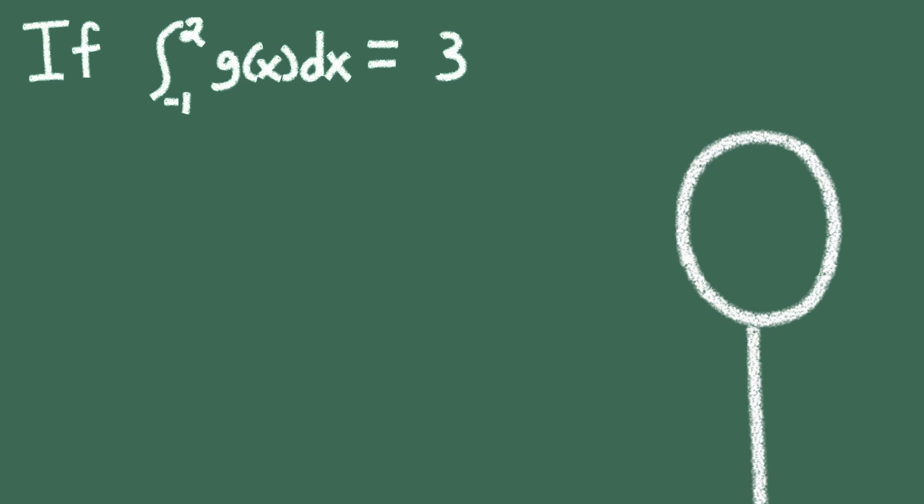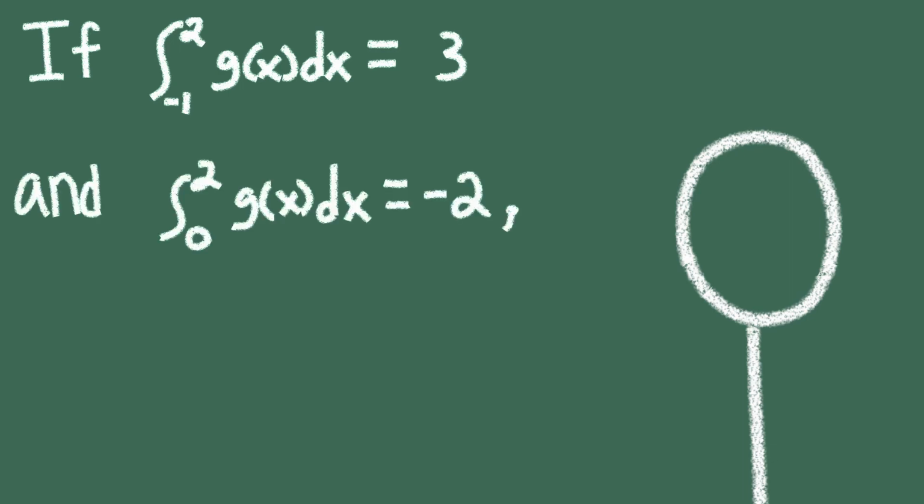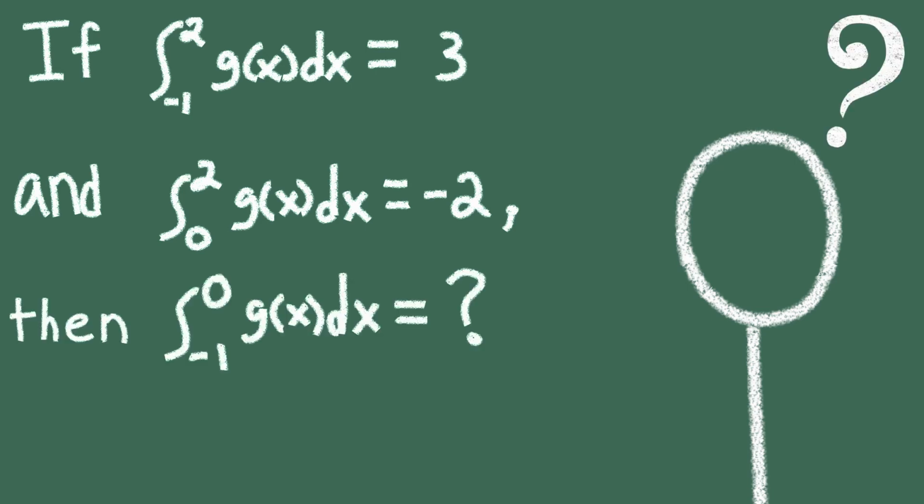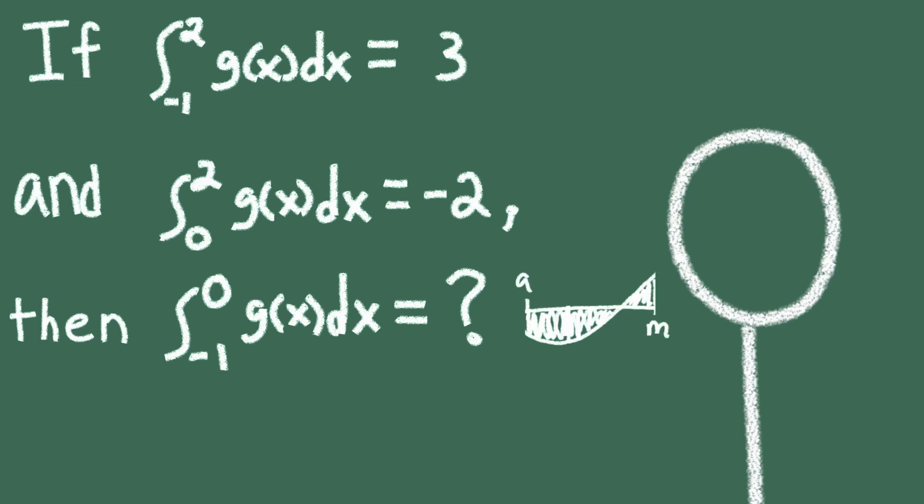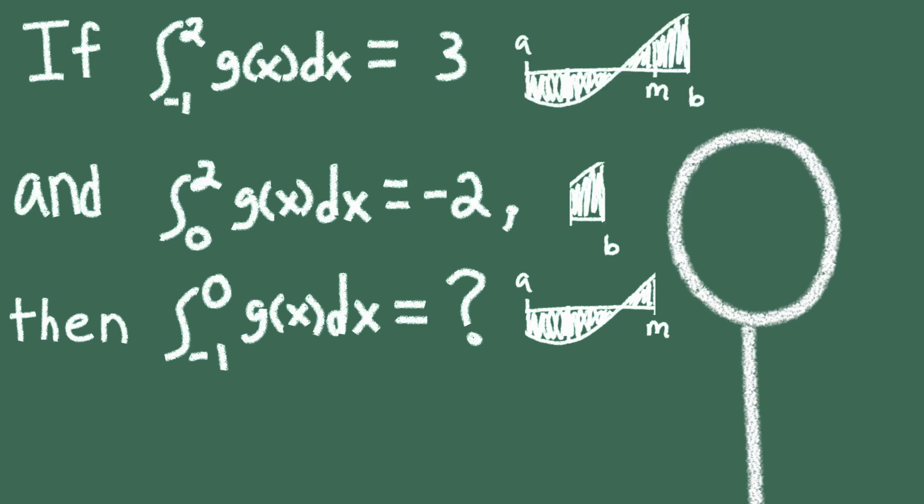If the integral from -1 to 2 of g of x dx equals 3, and the integral from 0 to 2 of g of x dx equals -2, then what is the value of the integral from -1 to 0 of g of x dx? Well, the first number is missing, the second number is -2, and we see that the two numbers should add up to +3. So the number that's missing must be 5.